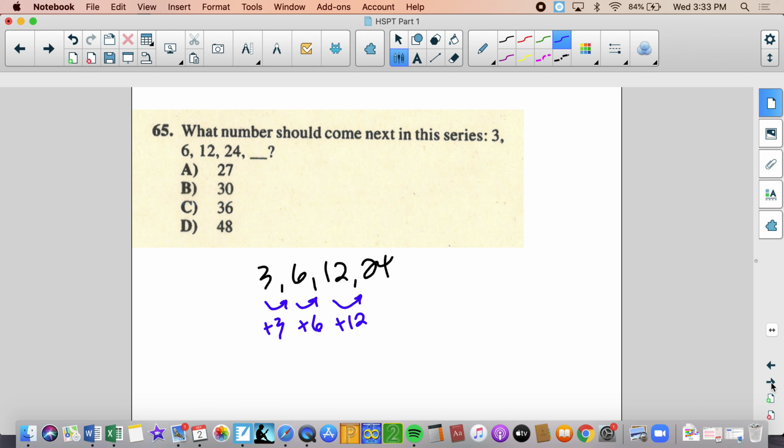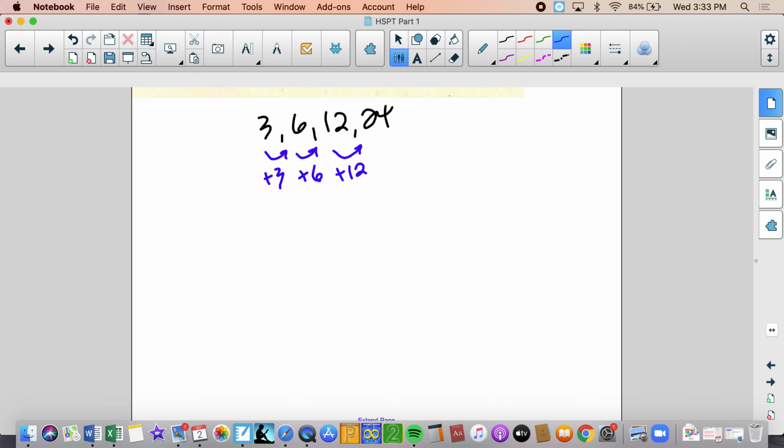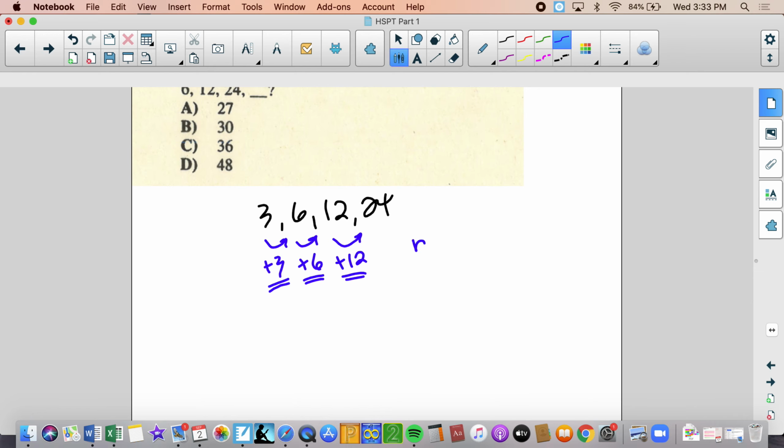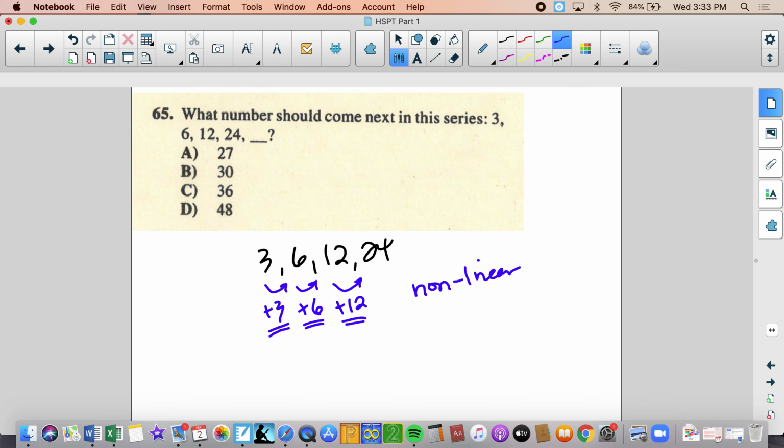So, going back to number 65 after that distraction, we notice that this is nonlinear. It's a nonlinear equation, or nonlinear growth. So how do we see what's happening here? Well, there's 3, 6, 12. What do you think the next increase is going to be? I think it's going to be plus 24, would be my guess, because I'm noticing plus 3, plus 6, plus 12, plus 24.